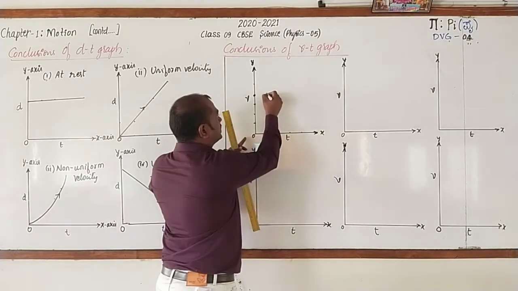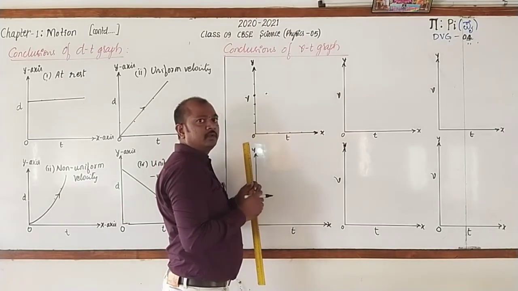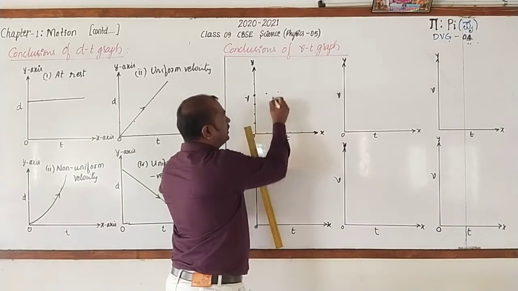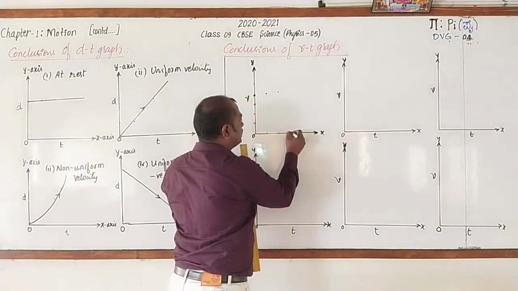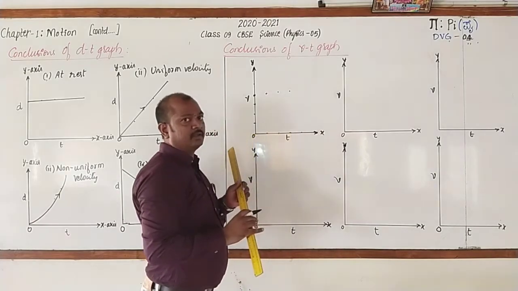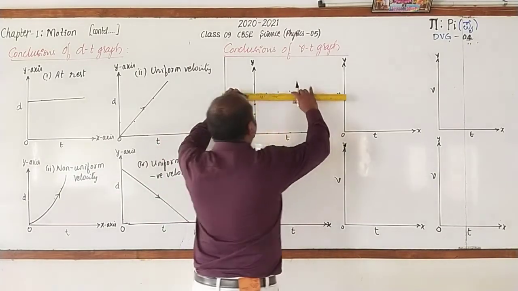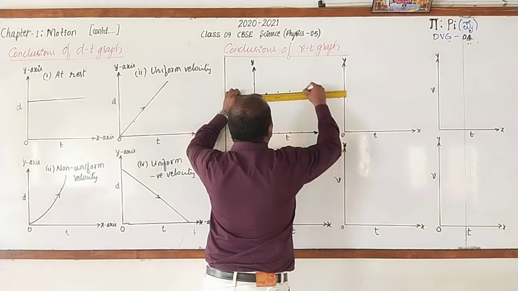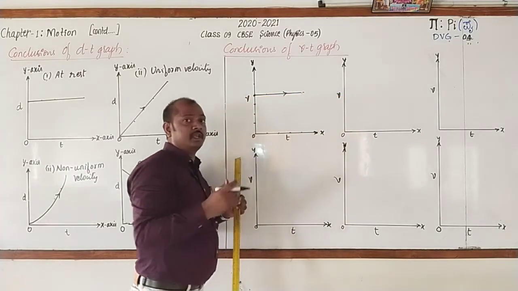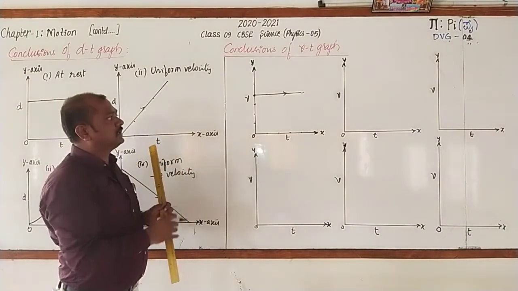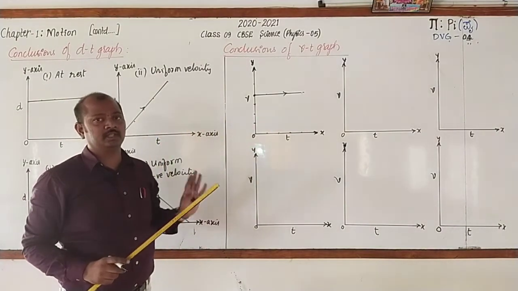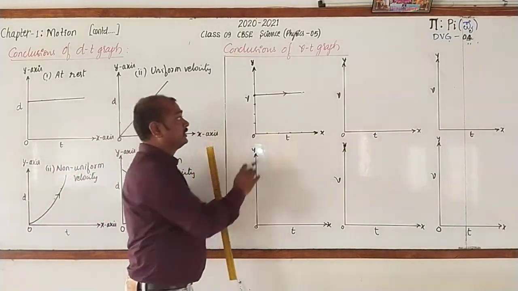Then after 1 second, what is the velocity of the body? Again 8 meter per second. After 2 seconds, again 8 meter per second. After 3 seconds, again 8 meter per second. So in all the intervals of time, the speed is same. Then you can say that the body is moving with constant velocity or uniform velocity.